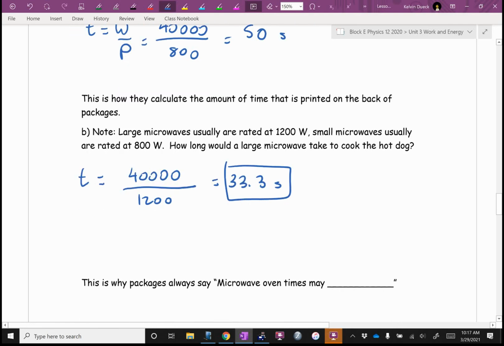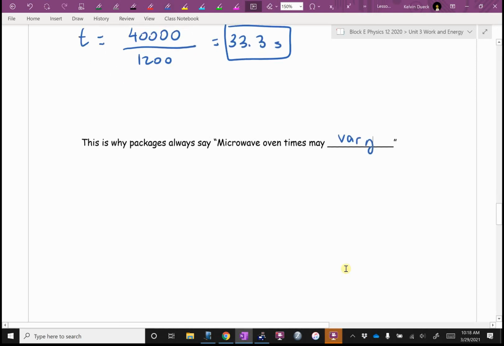And this is why, if you ever look on the back of a microwave package that you're microwaving, it always says microwave oven times may... you've seen the phrase. What does it say? Vary, yeah. Because they don't know whether you're using an 800 watt microwave or a 1200 watt microwave. Hashtag nerd trivia. Turn the page.